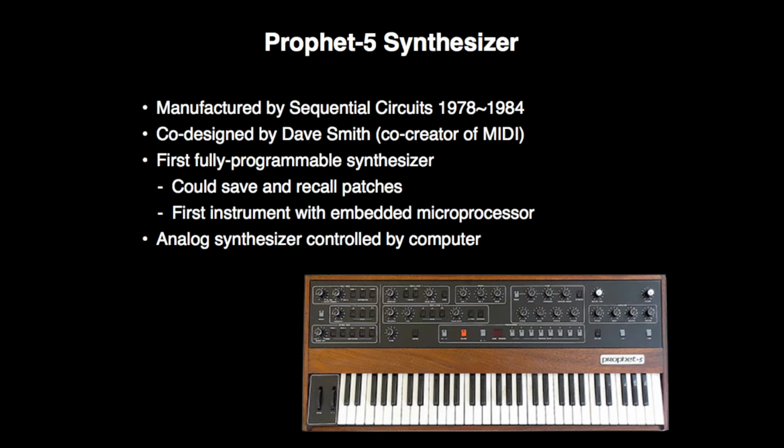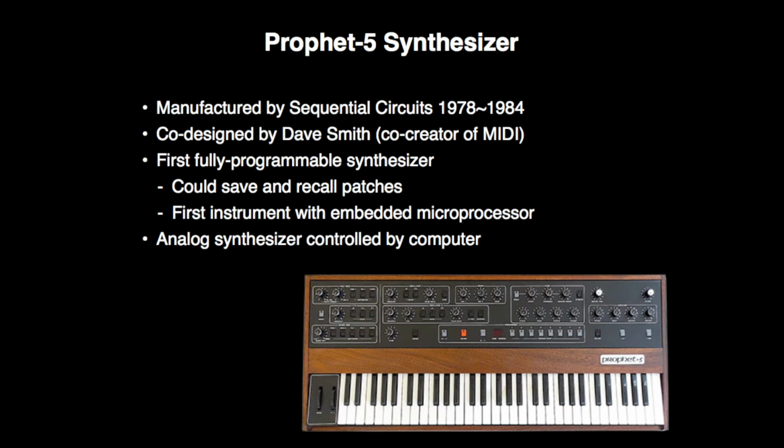So the Prophet 5 was the first fully programmable synthesizer. And what that means is it could save and recall patches. So if you remember from working on the MS-20, you might set up a patch that you really like, everything sounds really good, and you have to either write down the settings on a patching diagram or take a picture with your phone or something because the MS-20 can't save and remember that patch. So if you change some parameters and then you want that patch you had a second ago back, you have to either remember and move all the knobs and get it back there.